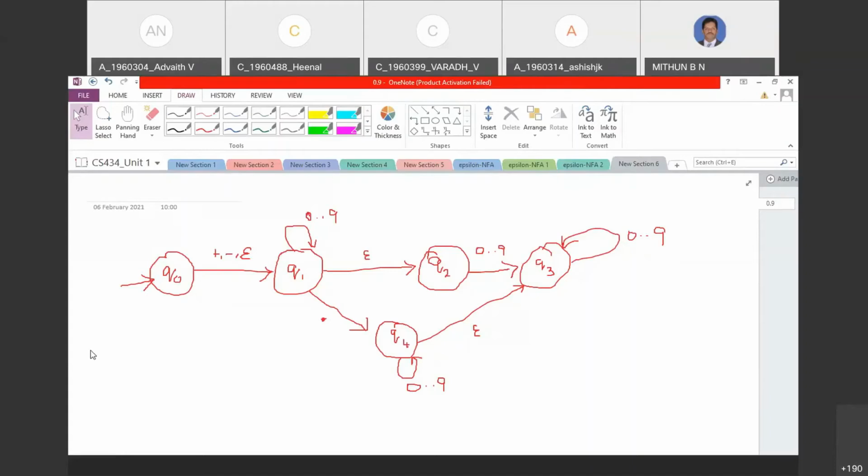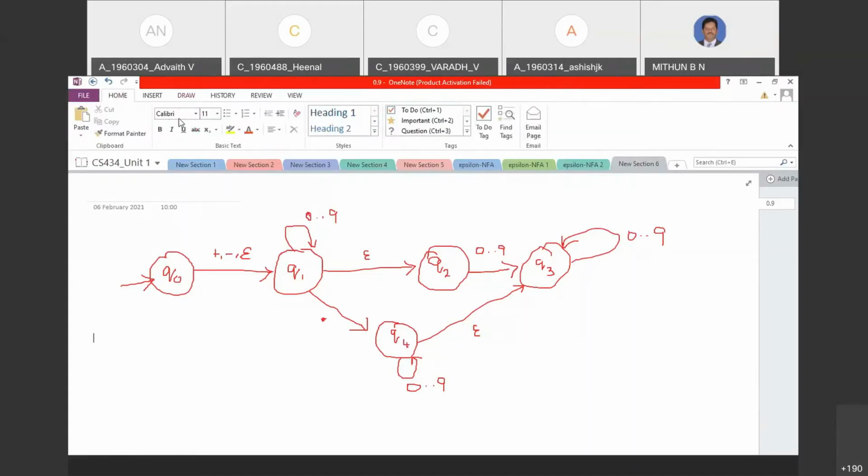So let's start with the discussion now. This is the Epsilon NFA what we have. We need to convert this to the corresponding DFA. Step 1, start state of DFA equals epsilon closure of start state, Q naught.